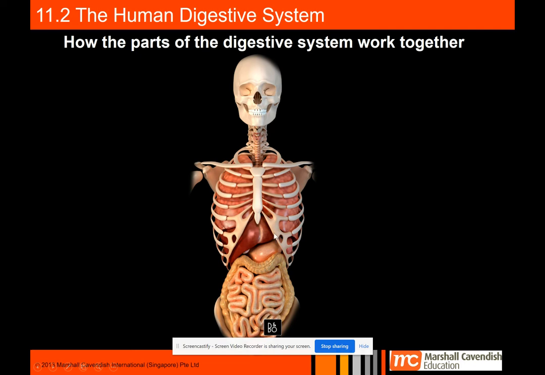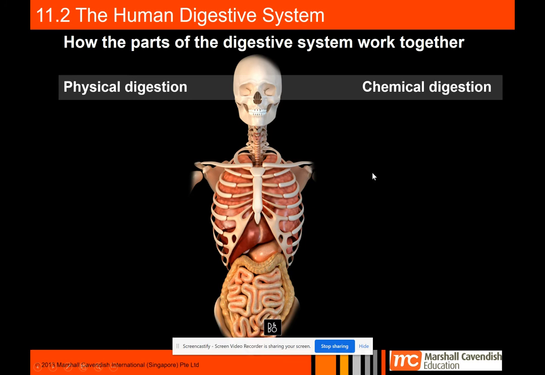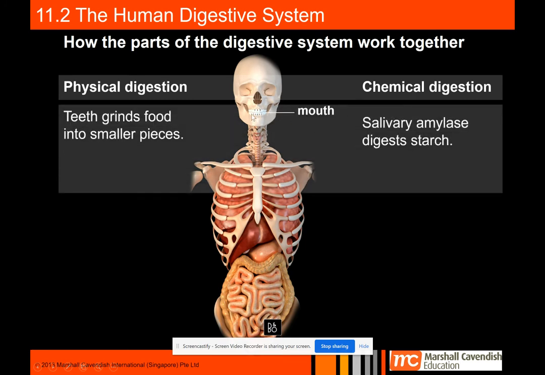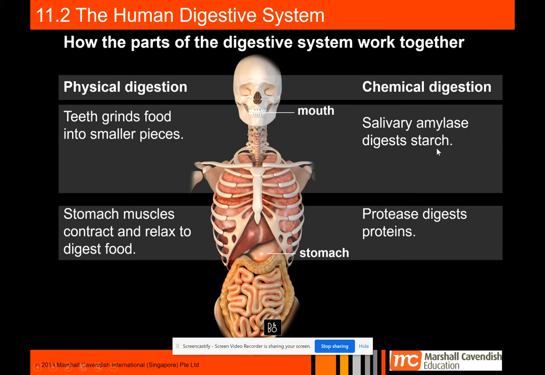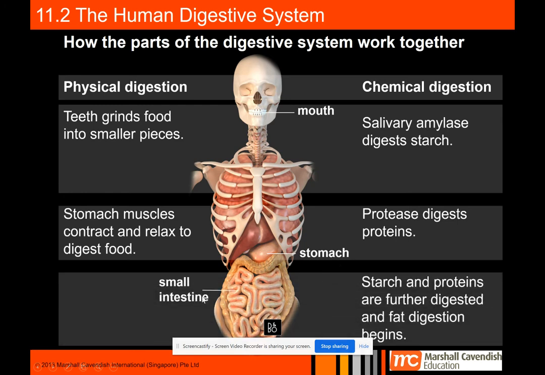Right. So just a summary here. I like this diagram. Okay. So we have the physical digestion and chemical digestion, starting from the mouth. There's already salivary amylase that digests starch. And then the stomach also has physical digestion, where muscles contract and relax to digest the food. There's one thing I think they missed out, which is the esophagus that helps with peristalsis, right? Protease digests the proteins in the stomach. And then finally, in the small intestine, all the other enzymes help to digest starch, proteins, and fats. And the digestion is completed. And then we move on to absorption.